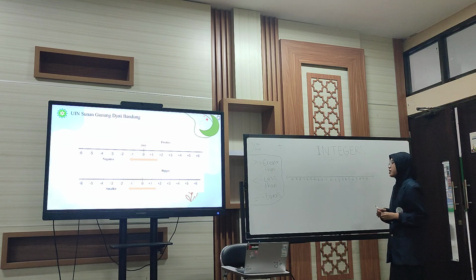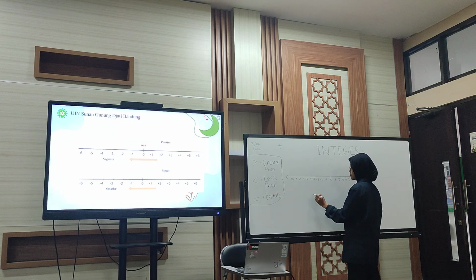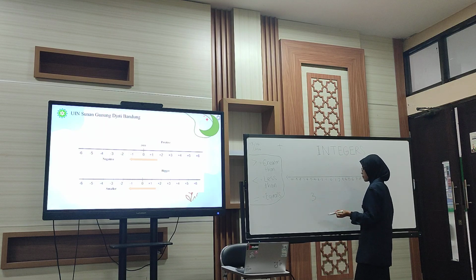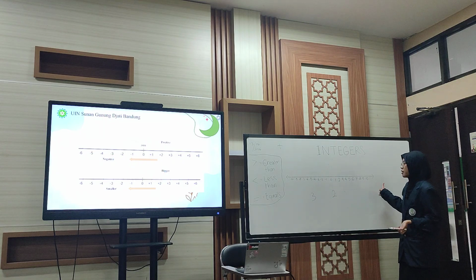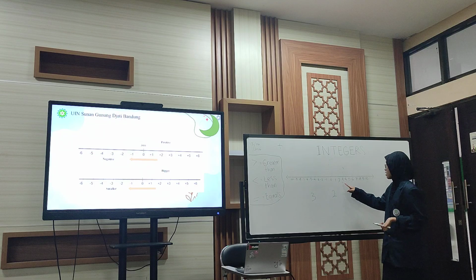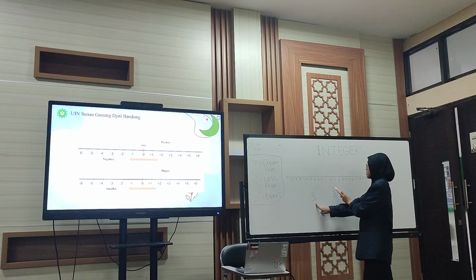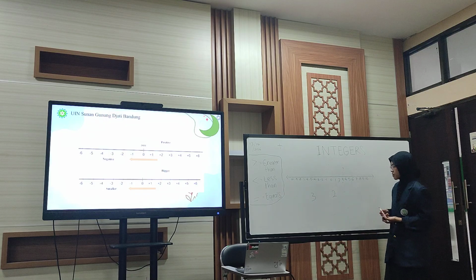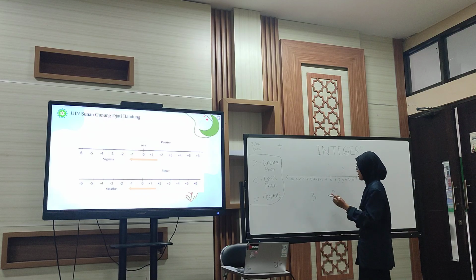Okay, if I have 3 and 2 on the number line, we can see that 3 is right here and 2 is here. 3 is on the right side of 2, which means 3 is bigger than 2.